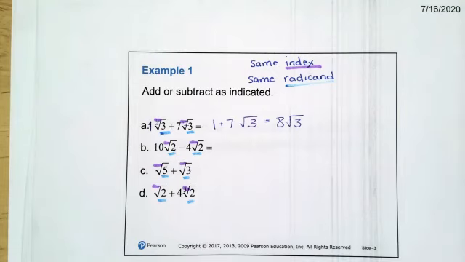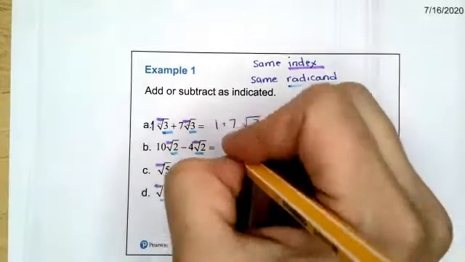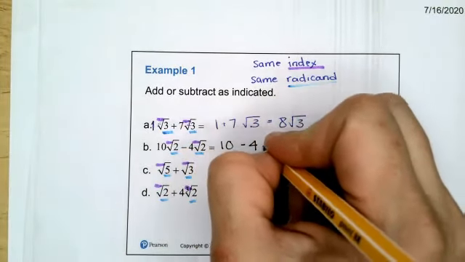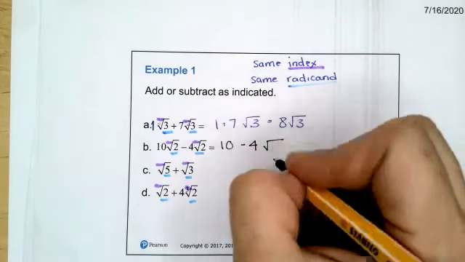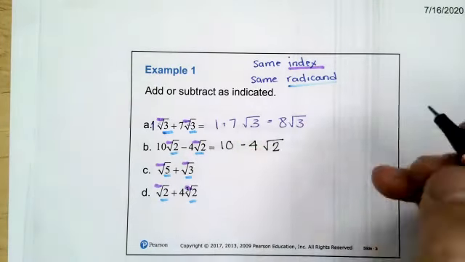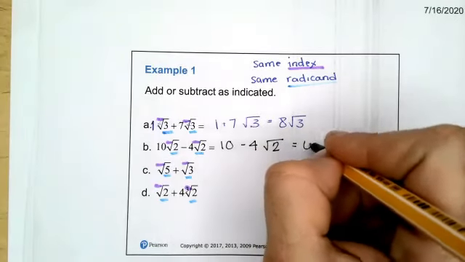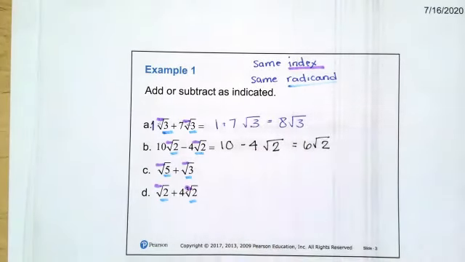Now, 10 square root of 2 minus 4 square roots of 2. So we're just going to say that's 10 minus 4, right? Because it's the same index, same radicand. 10 minus 4 square roots of 2. How many square roots of 2 do we have? We have 6 square roots of 2.